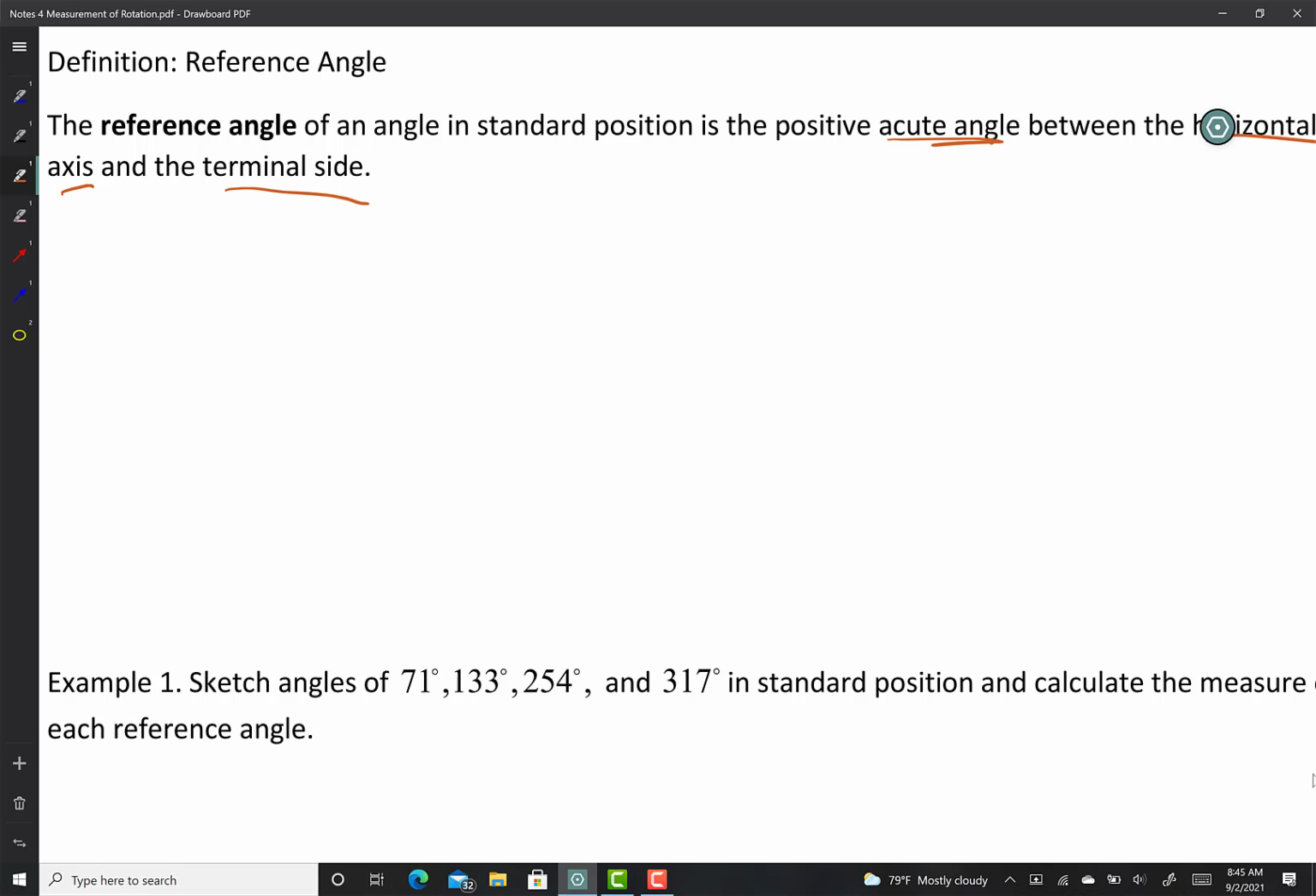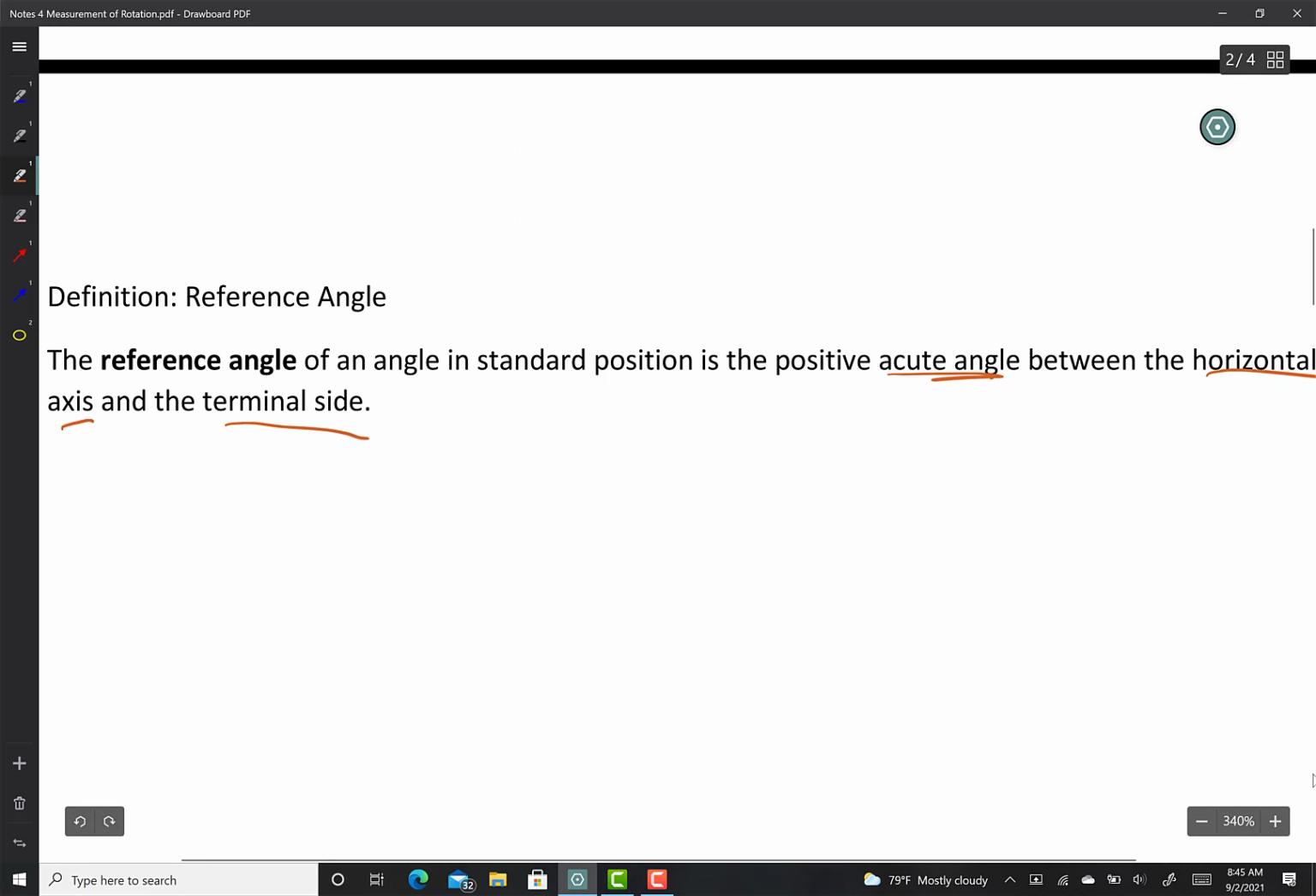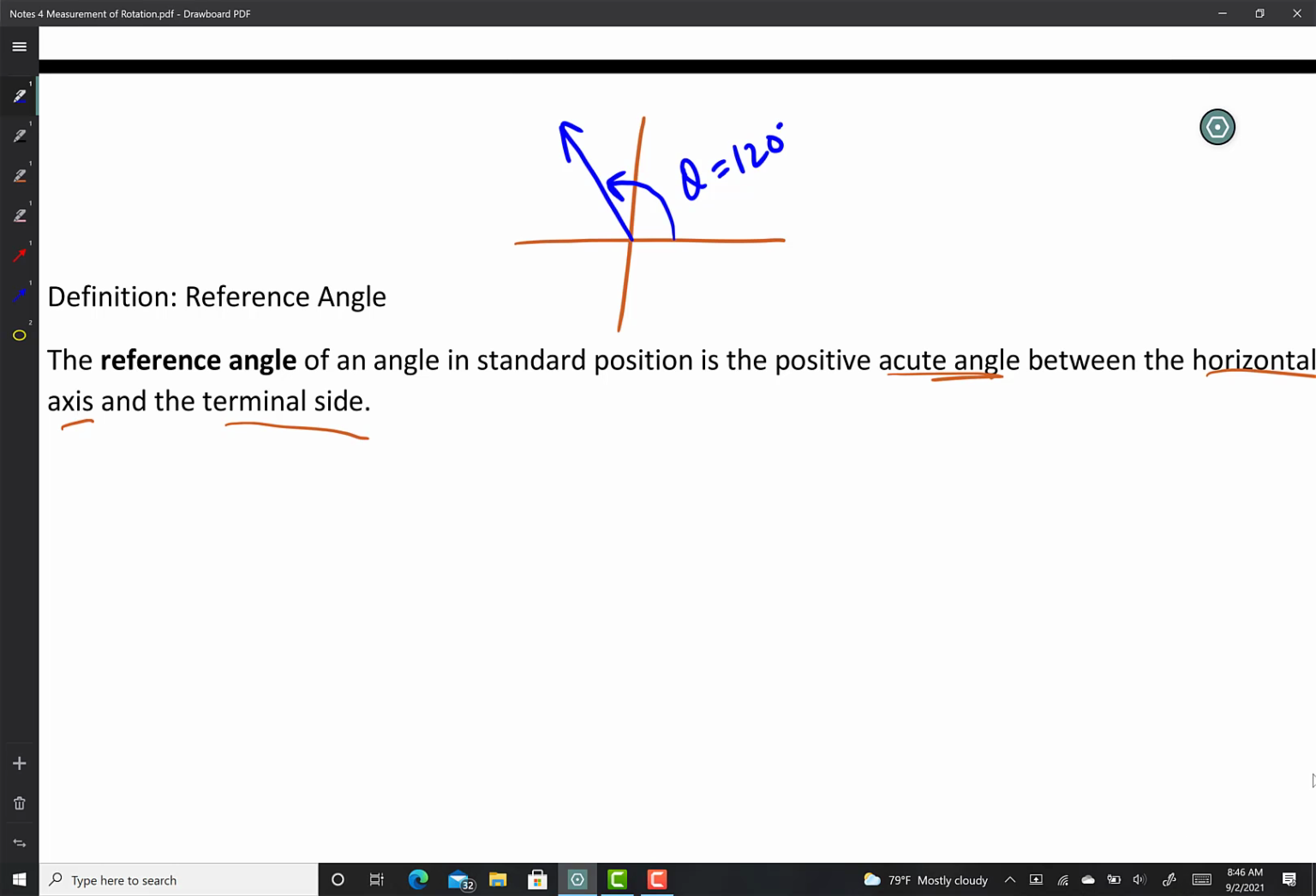Cool? All right. So what is a reference angle? I'm going to draw a random angle. I know there's an example 1 down there, but I want to do this before. So here's my random angle. I'm going to say that this is 120 degrees. Special angle. I want to know my reference angle. Well, this says it's a positive acute angle. So a positive acute angle means that my angle must be less than 90 but larger than 0. If you're at 0, then you have no angle.